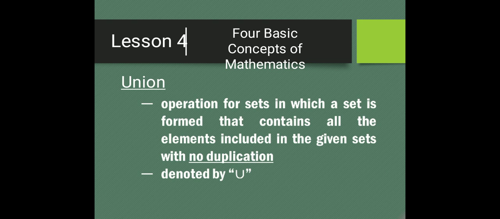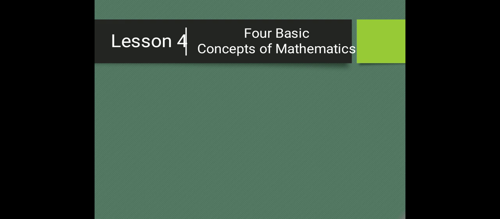Again, ang union ng mga sets ay ano daw? Operations for sets in which a set is formed that contains all the elements. So, lahat ng elements ng mga sets but with no duplication. So, para maintindihan natin ito. Again, okay, pakibantayan, yung symbol na ginagamit sa union, yan yung sa baba. Okay. So, let's move on to some examples. Okay. For my students, you go on to your book at pakitingnan yung ibang examples ng union of sets.